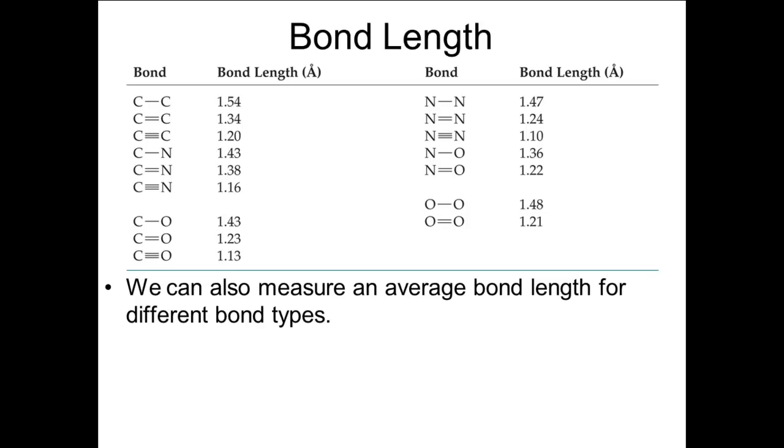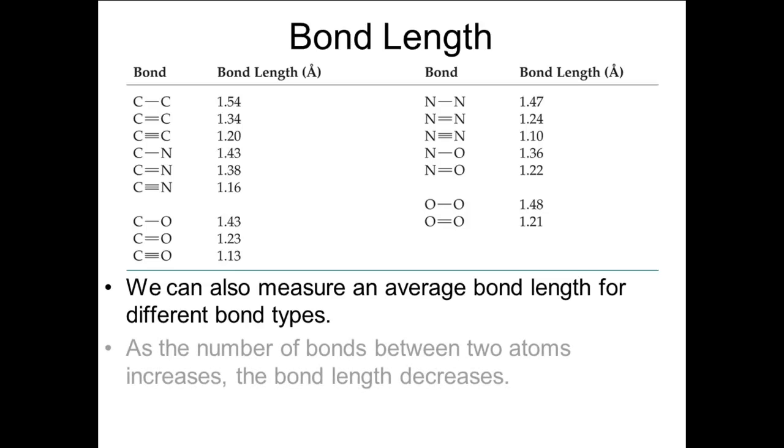We also talk about bond length. This is the distance between the atoms in the covalent bond. Looking at the table, we see that the more bonds there are between the atoms, the shorter the bond is. So typically, the shorter a bond is, the stronger a bond is.